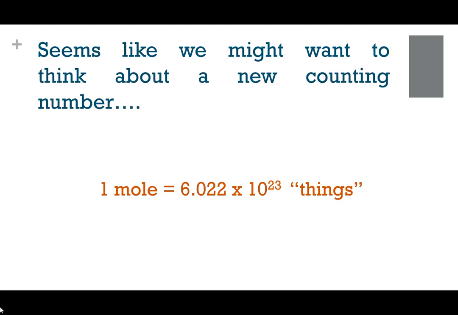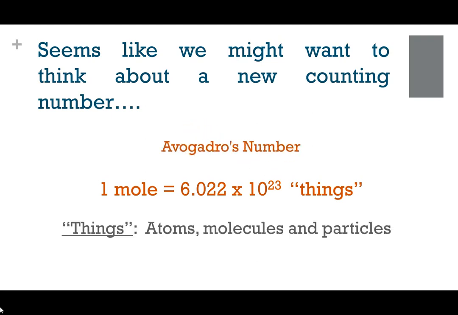So a mole could count anything. Well, what kind of things do we want to count in chemistry? Unfortunately, we don't count dogs. But in chemistry, we count things like atoms and molecules and particles. So I might say something like, I have 1 mole of atoms, which is 6.022 times 10 to the 23rd atoms. And then the other word that you saw pop up here on my screen was Avogadro's number. So this 6.022 times 10 to the 23rd is called Avogadro's number. So that's where that word came from.